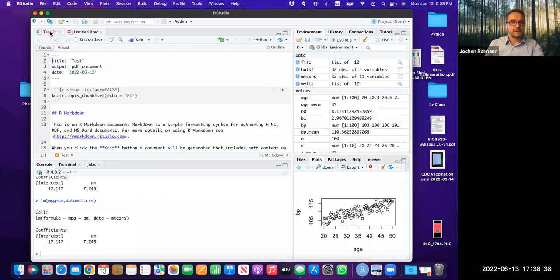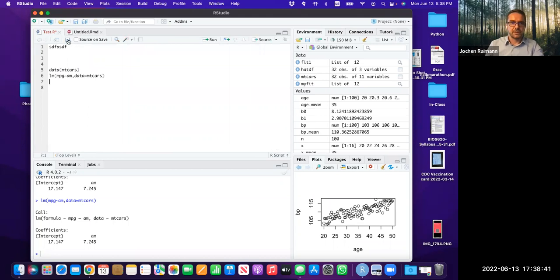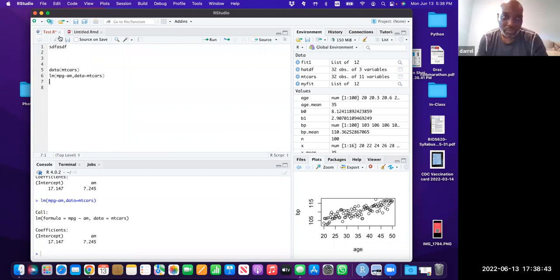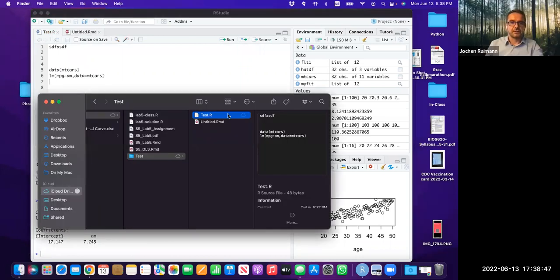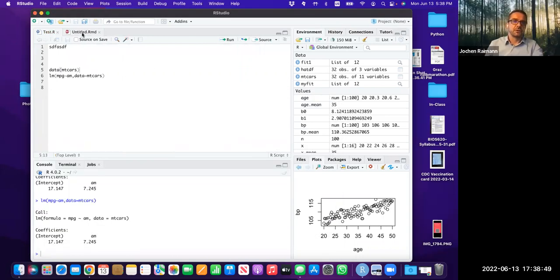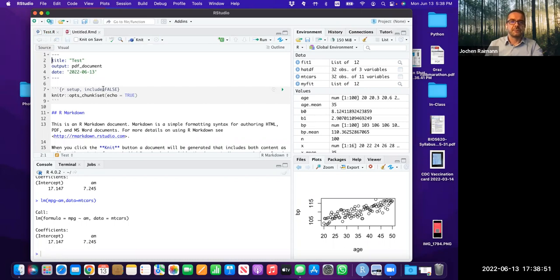So this is test, our R script, test.R. You save this, and this is your script, a standalone script. If you go on untitled Rmd, this is now where I think your problem comes in. You can go here on Knit, and you knit it to PDF.